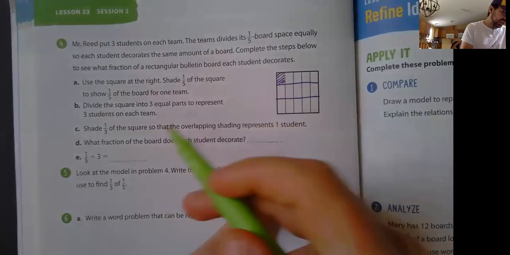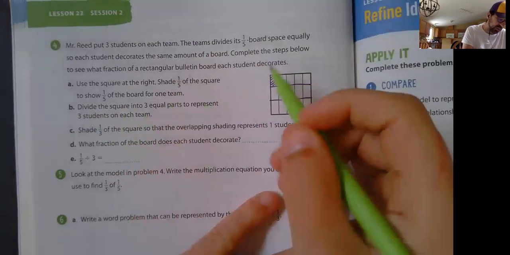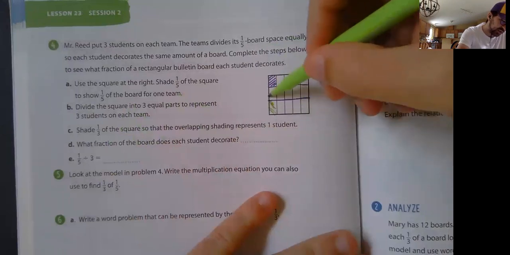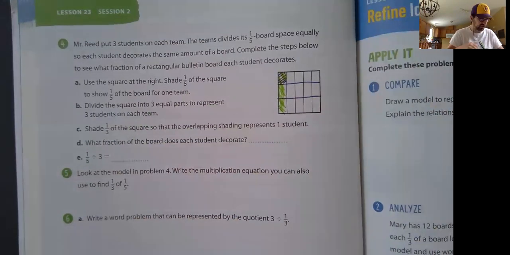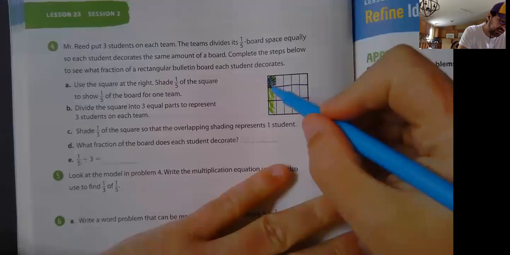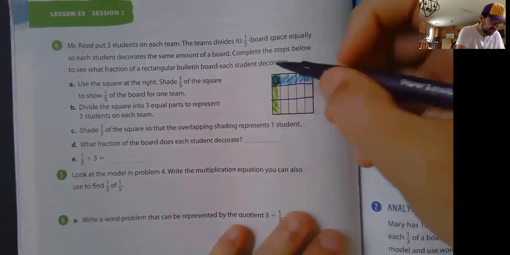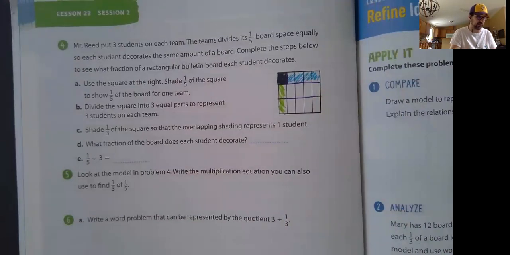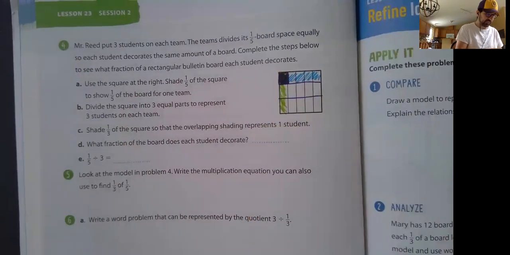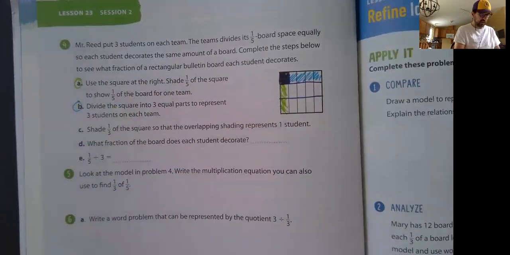Okay, and so use the square to shade 1/5 of the square to show 1/5 of the board for one team. So what we're supposed to shade, so I'll shade this in green here. So this is 1/5. Then it says divide it into 3 equal spaces. So then there's thirds, there's the third, and then the overlapping area is one student, right? This is my one student. That's the one student, that's the overlapping area. So A was the green, right? A was the green, B was the blue, and C was the dark purple color, okay?